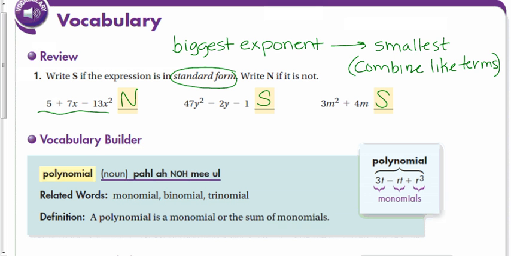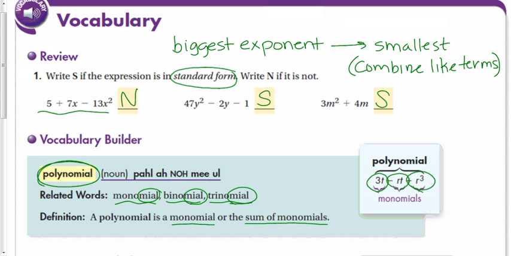So we have this vocabulary word, polynomial. That's how we say that. Polynomial related words are monomial, binomial, and trinomial. They all have that same suffix in the end, and then each of the prefixes is different. So a polynomial is a monomial or the sum of monomials. Again, what's a monomial? A monomial is just anything that's one term. These are all examples of one-term things. So we can take anything with one term, or we could add up multiple terms.